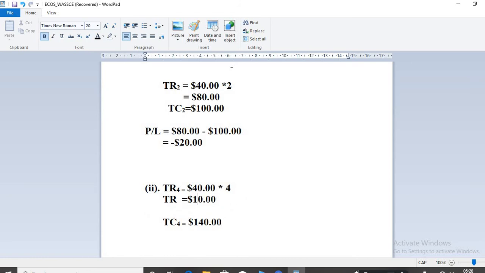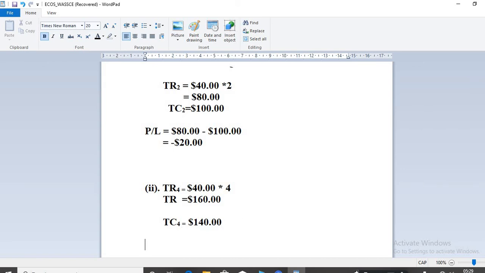Now here is supposed to, sorry, 4 times 4, 16. So 160 rather. Sorry for the mistake. 40 times 4 will give us $160. So the total revenue is 160, and the total cost at output 4, or when you produce 4 units to be sold, we will incur a cost of $140.